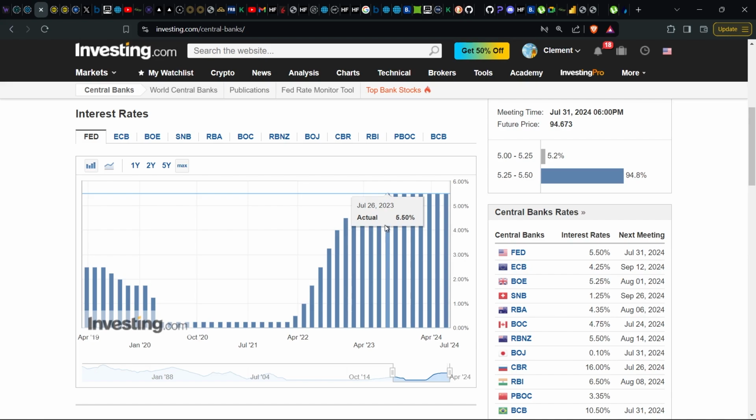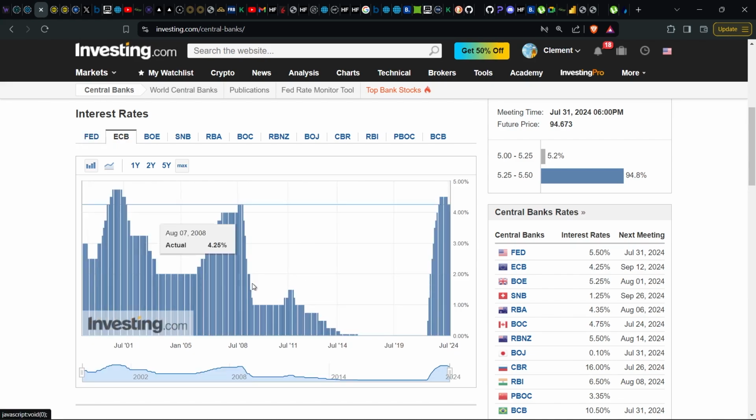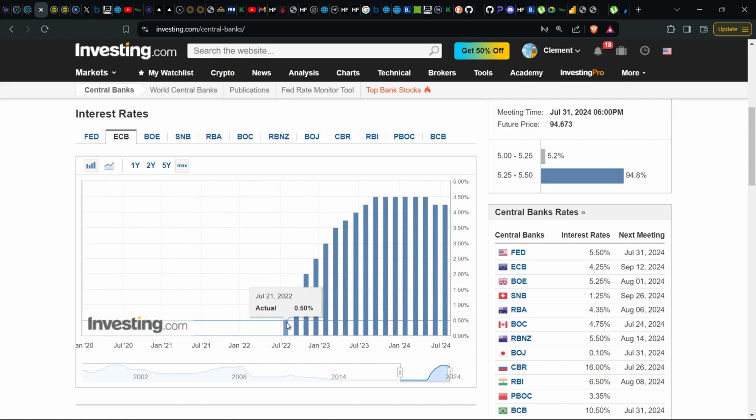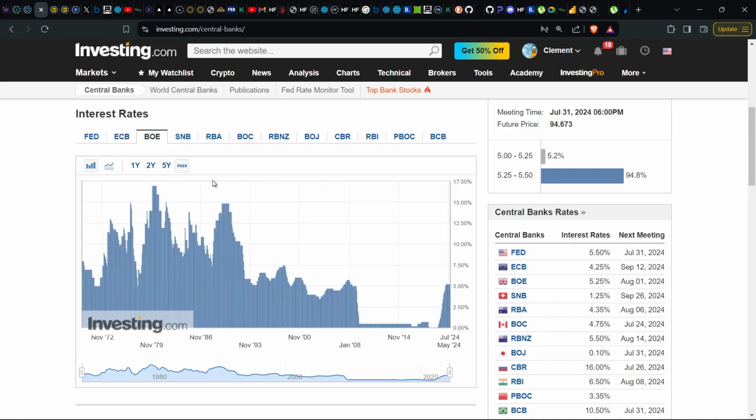So currently we are in a tightening cycle. Tightening cycle meaning the rates are going up. That's the tightening, right? So you can see this is for the Fed. They started in 2022. ECB, same story. They started in July 2022. Previously the rate was zero. Bank of England, same thing.